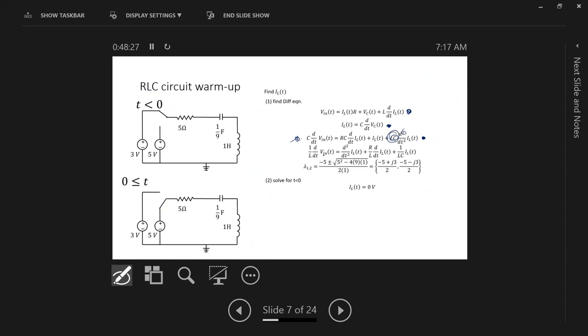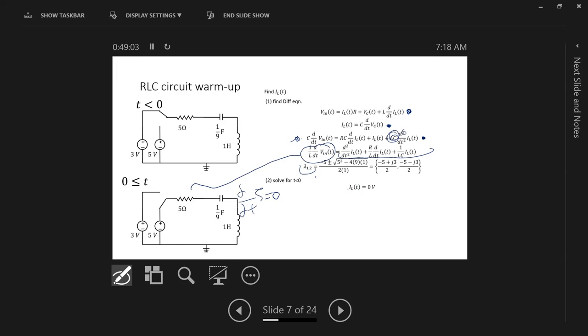And then it turns out that because this is a constant, a DC part, this derivative turns out to be zero. And so you end up with just a homogeneous solution. So you just have to solve for the homogeneous part. Basically the derivative of 5, d/dt of 5, equals 0. So on the left-hand side, you're going to end up with 0.